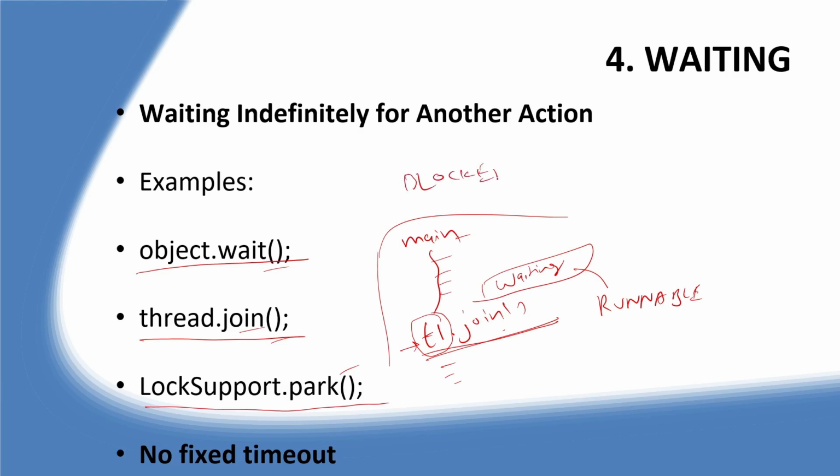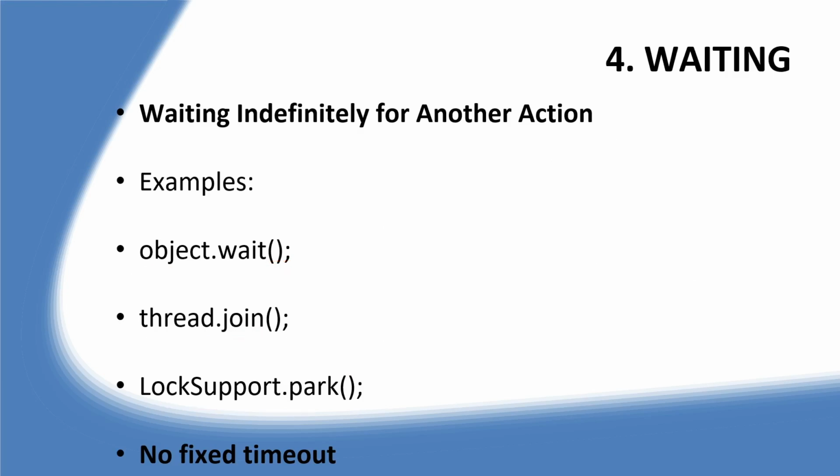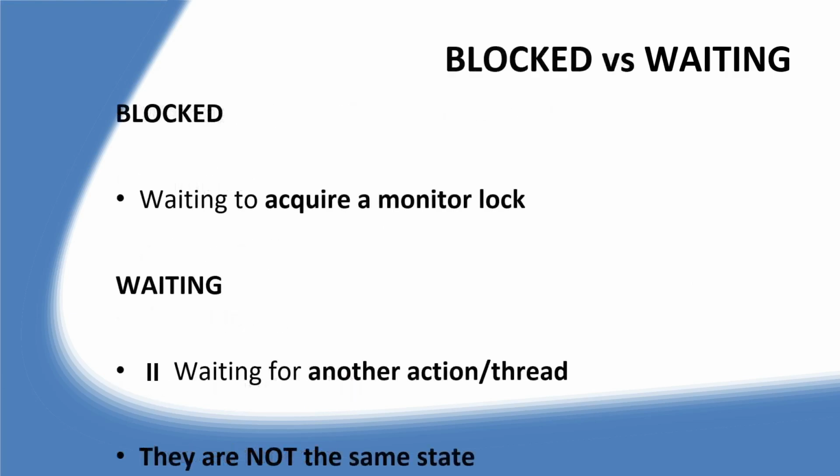Because in both cases, the thread cannot execute currently, cannot continue currently. Then what is the difference? So let's see the difference. Blocked and waiting. This distinction is extremely important.